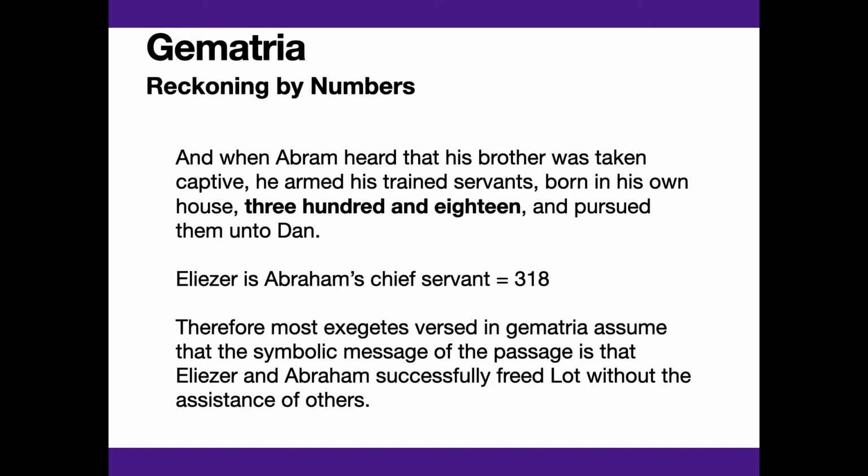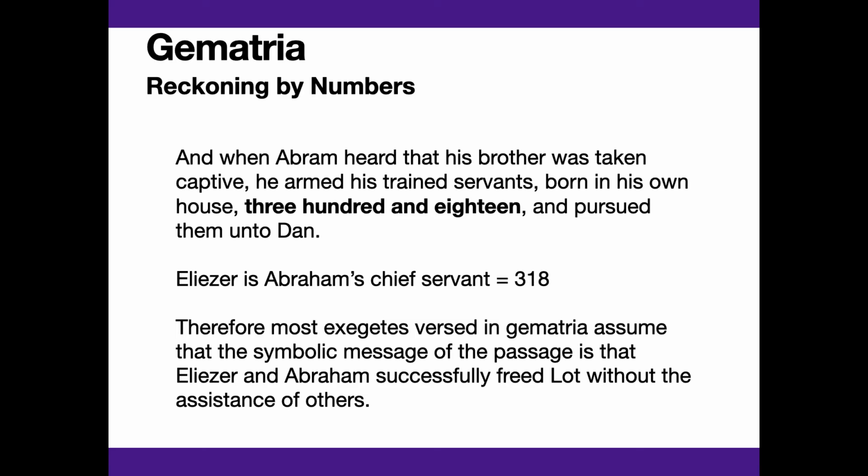All right, and this is a really fun one with gematria. So when Abraham heard that his brother was taken captive, he armed his trained servants, born in his own house, 318, and pursued them unto Dan. So Eleazar, who is Abraham's chief servant, his name equals 318.